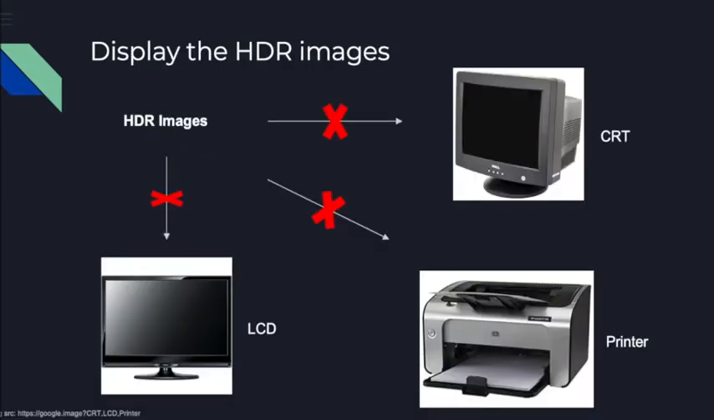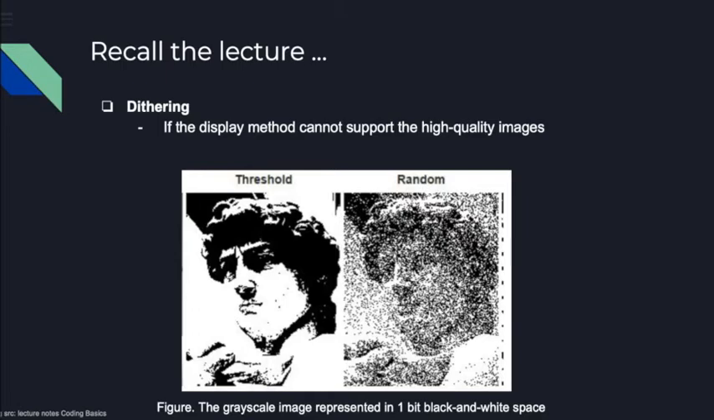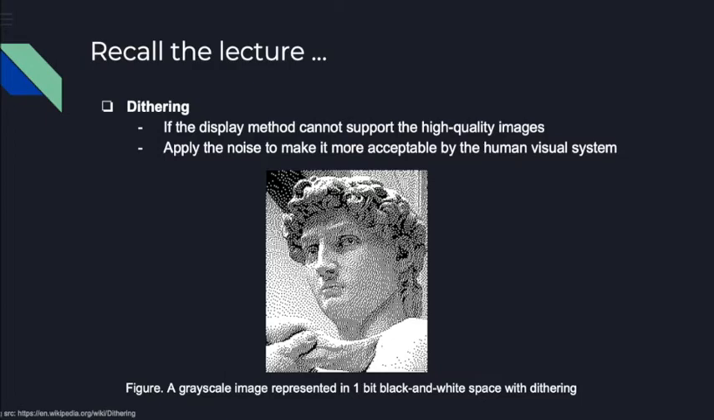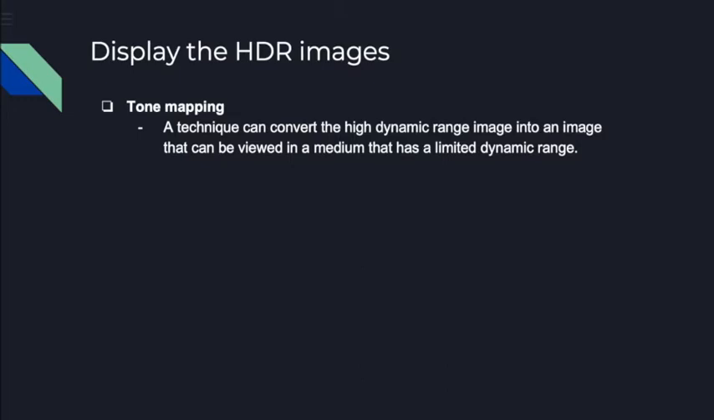In reality, there is always a problem when viewing HDR images. Many of the image display methods can only display images with a limited dynamic range, which means you cannot view HDR images from a printer, CRT, and even some LCDs. Before providing a solution, let's recall the dithering we have learned in the lecture. If the hardware of the display screen cannot support high-quality images, we can apply noise to make it more acceptable to the human visual system. Tone mapping is also a similar technique.